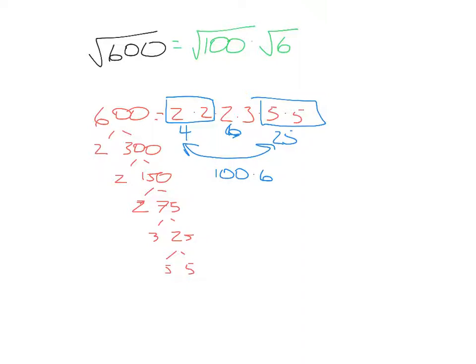And then we simplify. The square root of 100 is 10. The square root of 6 remains the square root of 6. And that is the simplified version of the square root of 600. So that is our brief journey into simplifying radicals. We will use that more in the coming days. For now, though, we are done.